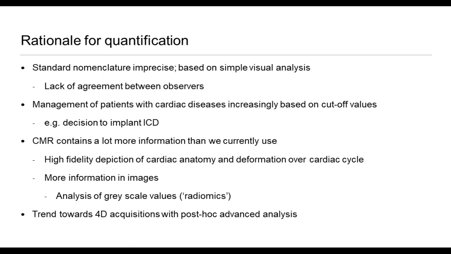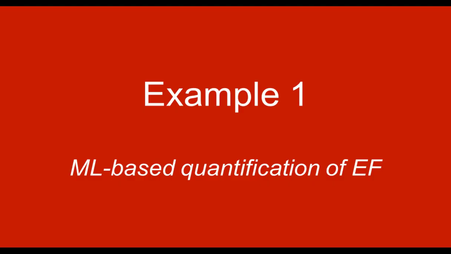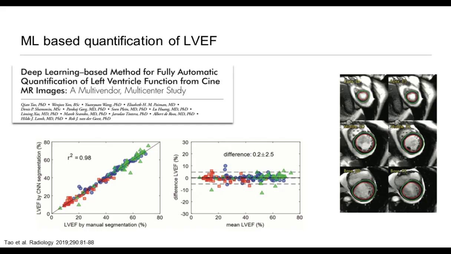So the first example that I want to show you is machine learning-based quantification of ejection fraction. Kevin already touched upon this in his introduction. This paper that recently came out basically shows you that this technology is now really ready for clinical practice. There's very good agreement between manual segmentation, as you can see in the left graph, and the left ventricular ejection fraction as calculated by machine learning techniques. The correlation coefficient is very high, the differences are very low, and the errors are basically not clinically significant anymore. So this is now really ready for clinical use.